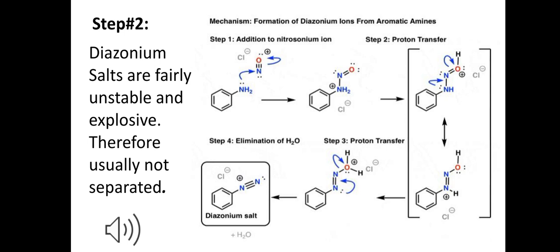Now in the third step, another proton is transferred to the oxygen atom, and the lone pair is delocalized, and the oxygen atom now becomes a good leaving group. The lone pair of nitrogen is delocalized, and as a result, a stable water molecule is released, and we get our final product, the diazonium salt. Diazonium salts are fairly unstable and explosive, therefore usually not separated. Other reagents that we want to replace it with are added in the reaction mixture, and the final product is obtained.